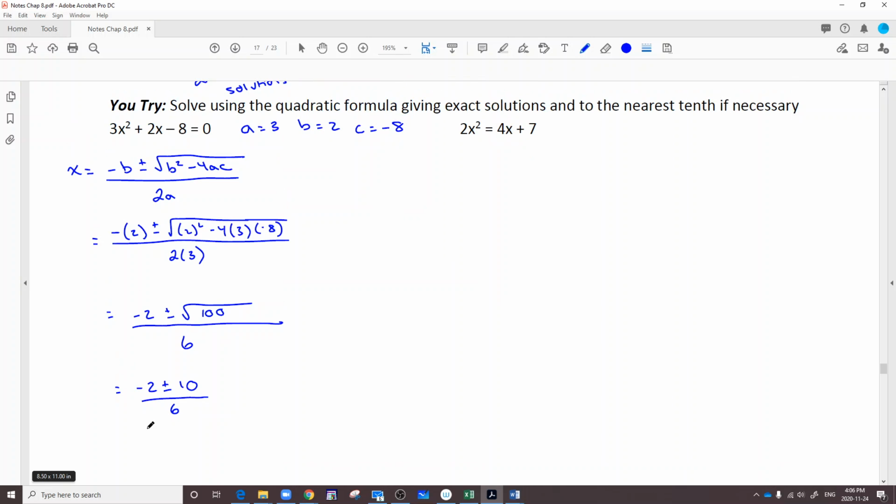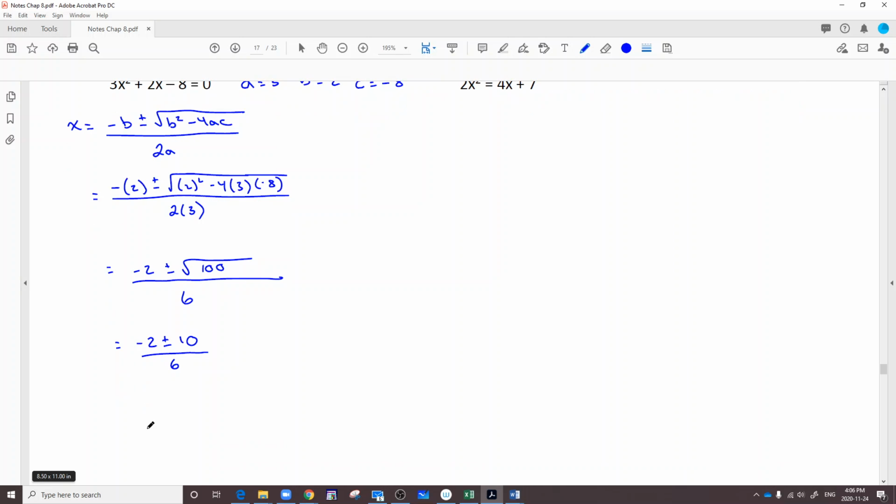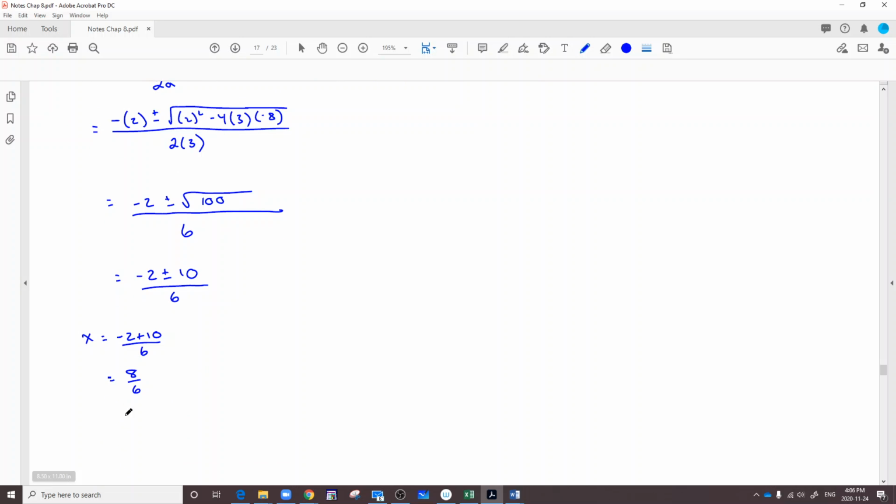So it says solve giving exact solutions and to the nearest 10th if necessary. So we go x is equal to negative 2 plus 10 over 6, which is 8 over 6, which simplifies to 4/3. And if I was to plug that into a calculator to the nearest 10th, I would get 1.3. Sometimes I'll put this little dot over my equal sign because that means it's approximately equal. It's a way of showing that you have rounded.